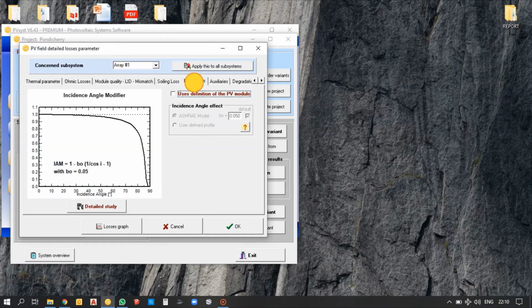And moving to IAM losses. IAM losses is nothing but incident angle modifier losses. The incidence effect decreases the irradiation reaching the PV module. This is due to the reflection of the glass above the modules, right? This will cause the irradiation losses. This will be taken by default from PVsyst.